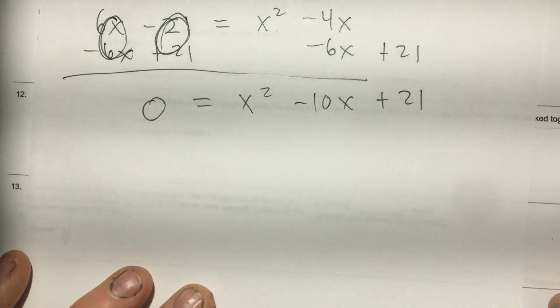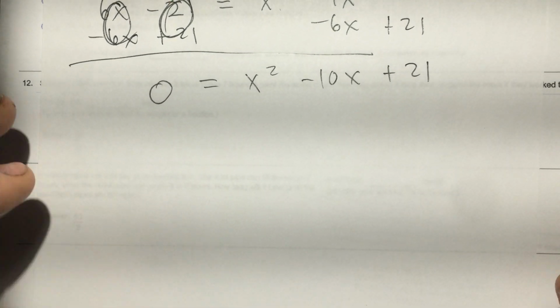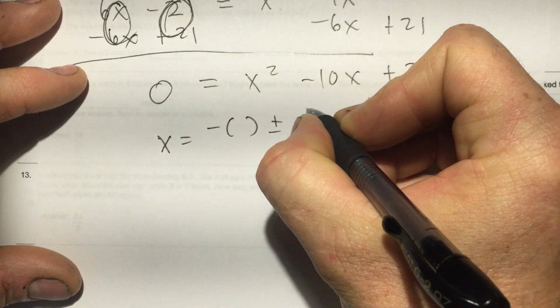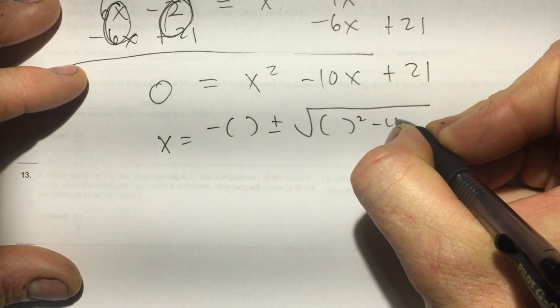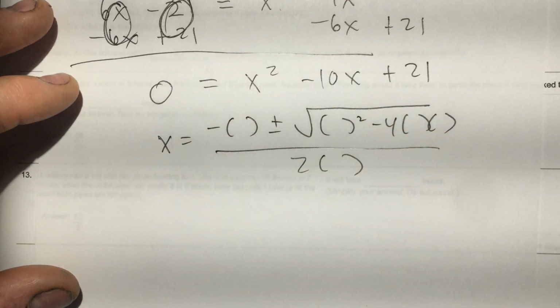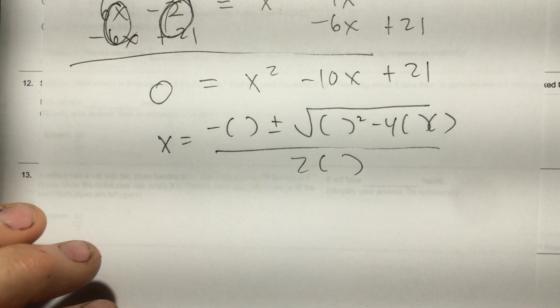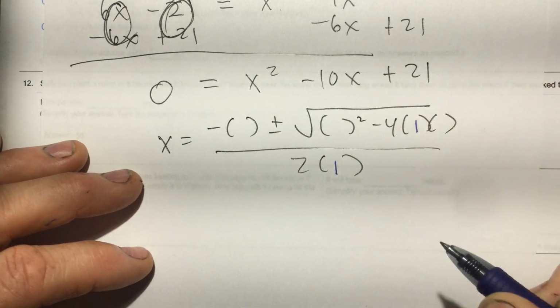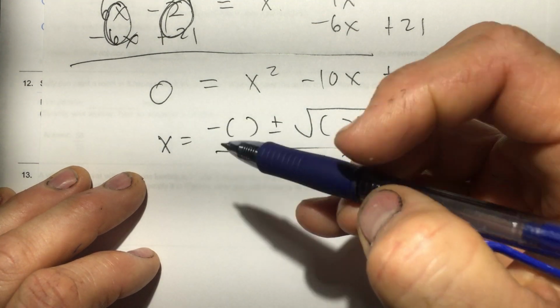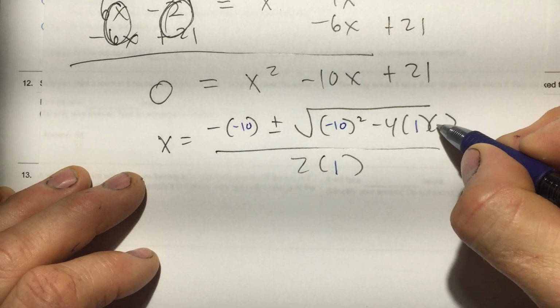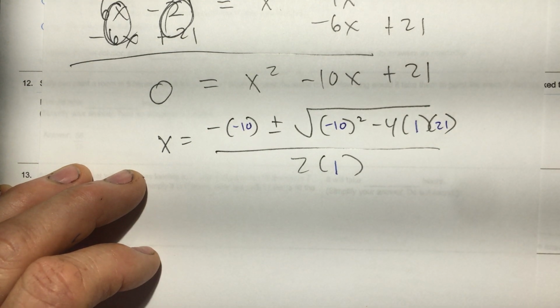So we're going to have to do the quadratic formula. So if you remember now, x equals negative b plus or minus the square root of b squared minus 4ac all over 2a. Okay, now let's put our values in right there. A is 1. Remember that 1 goes here and here. B is negative 10. We're going to put a negative 10 here, a negative 10 there. And then C is 21. It's all the way at the end.